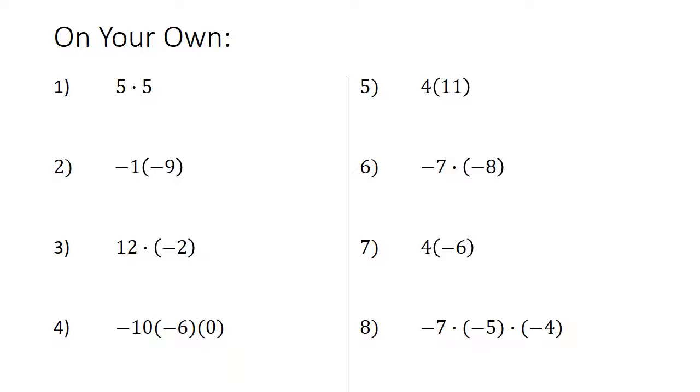So here we have 5 times 5, so it's a positive 5 times by a positive 5. Our signs are the same, which means our answer is going to be positive. And treating it like normal multiplication, 5 times 5 is going to be 25.